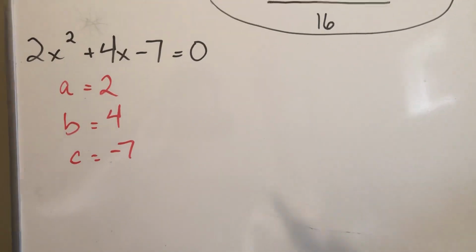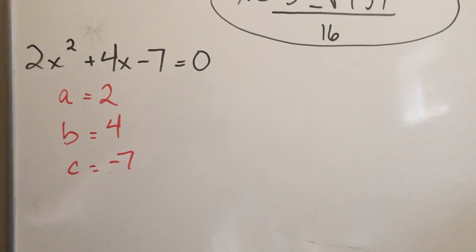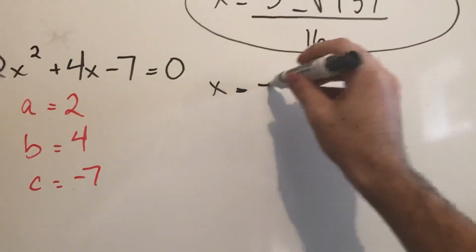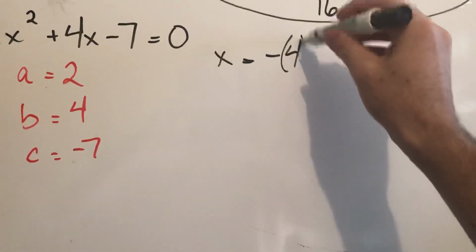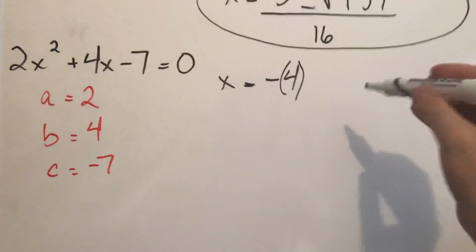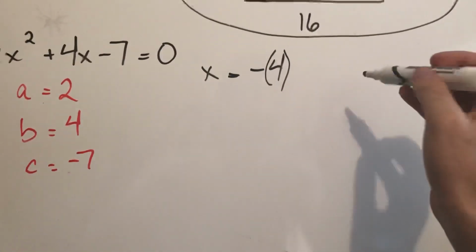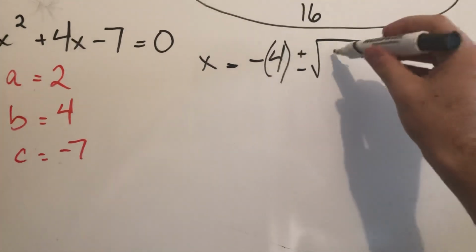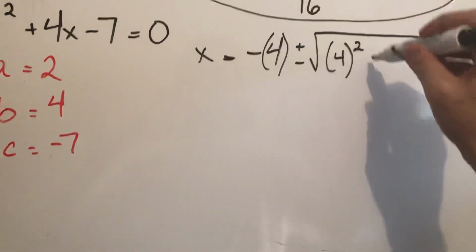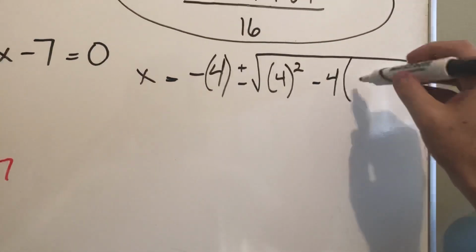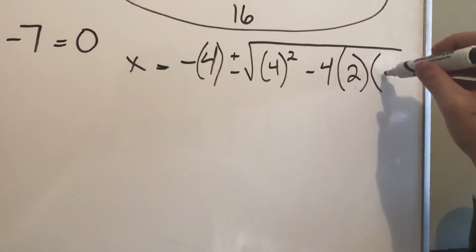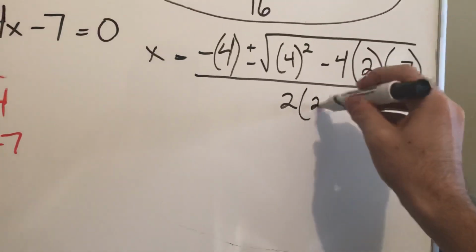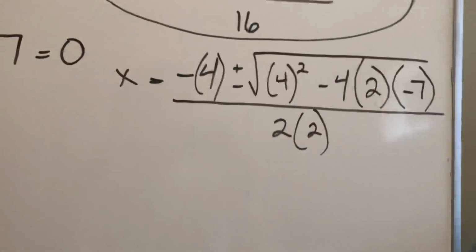As I said, it's up on top of my board here, so you should have it written down in your notebook. -b, plugging in +4, so I'll just show the parentheses. Every time I'm plugging something in, use those parentheses. Plus or minus, square root, it's +4 squared, minus 4 times a, which is 2, times c, which is -7. Denominator is 2 times 2.